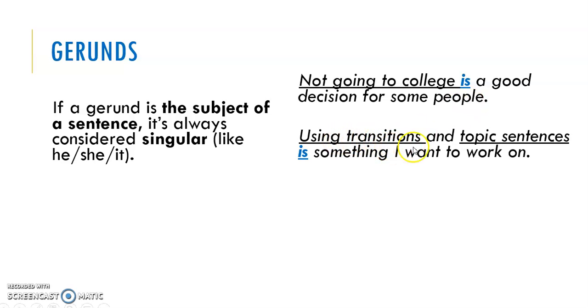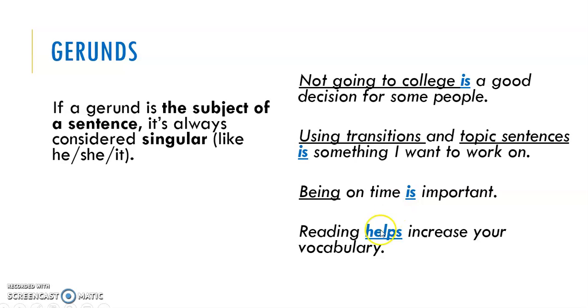Or using transitions and topic sentences is something I want to work on. Now, this is an interesting one because often when we're thinking about how to match our verb, we tend to look at what came just before. And so we see this plural item, sentences, and it's tempting to say are something I want to work on. But here, the subject really is using. So using these two things is something I want to work on. Or being on time is important. Or reading helps increase your vocabulary.